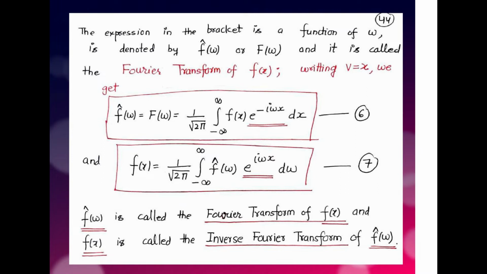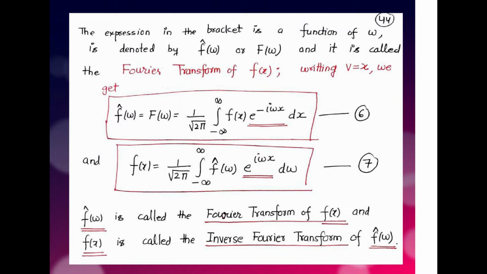The expression in the bracket, which I marked as star, is a function of w, and this is denoted by f cap w or by capital F of w, and it is called the Fourier transform of the function f of x. So we just replace v by x. We can do that because finally we just put the limits minus infinity to plus infinity.